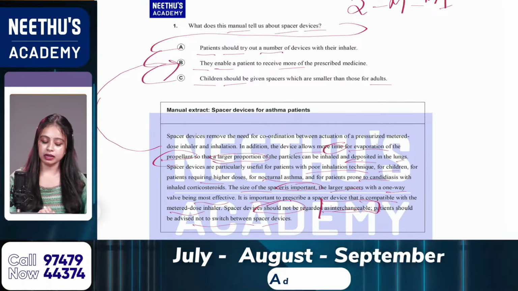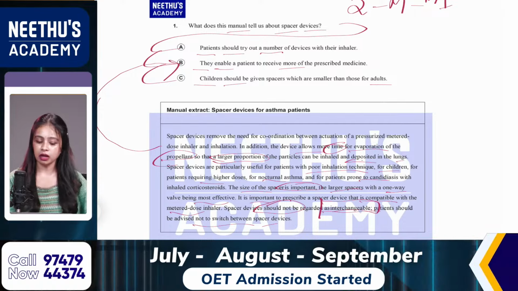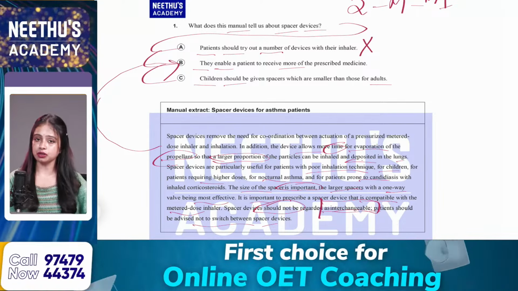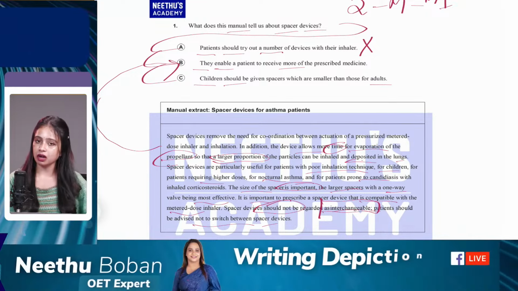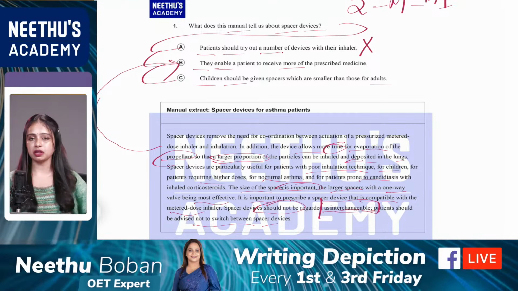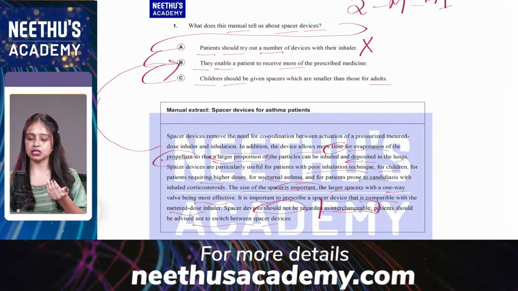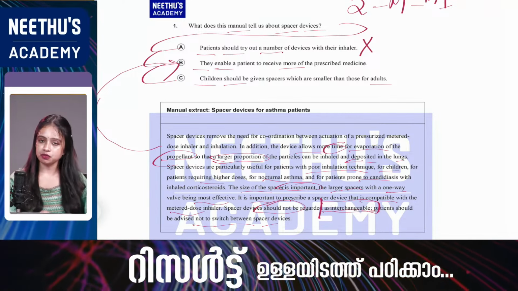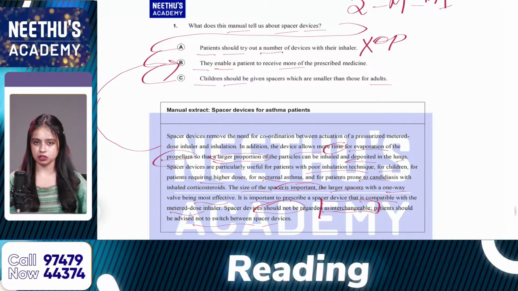See? So from the last 3 lines, I am just eliminating one option. Which is that option? I'm going to eliminate the first one. Patients should try out a number of devices. So it is not possible. They can't try out because it is not interchangeable and you can't switch between the devices. As well, it is not mentioned anywhere in the paragraph that patients can try out a number of devices. Because of these 2 reasons, I am eliminating option A. So I am marking it as a contradictory or opposite option.